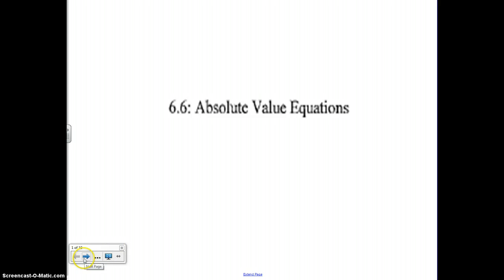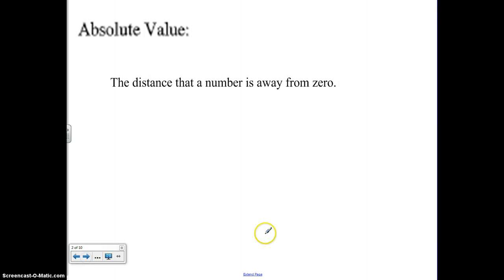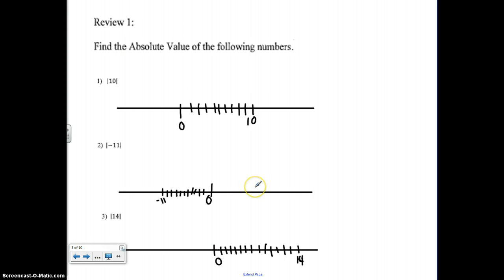Well, today we're going to look at the idea of absolute value equations. And in order to understand absolute value equations, we have to understand what an absolute value is. An absolute value is the distance that the number is away from 0. So we're going to look at the relationship between 0 and the number, and the distance between those 2 points will tell me what the absolute value of that number is. So let's look at some examples.